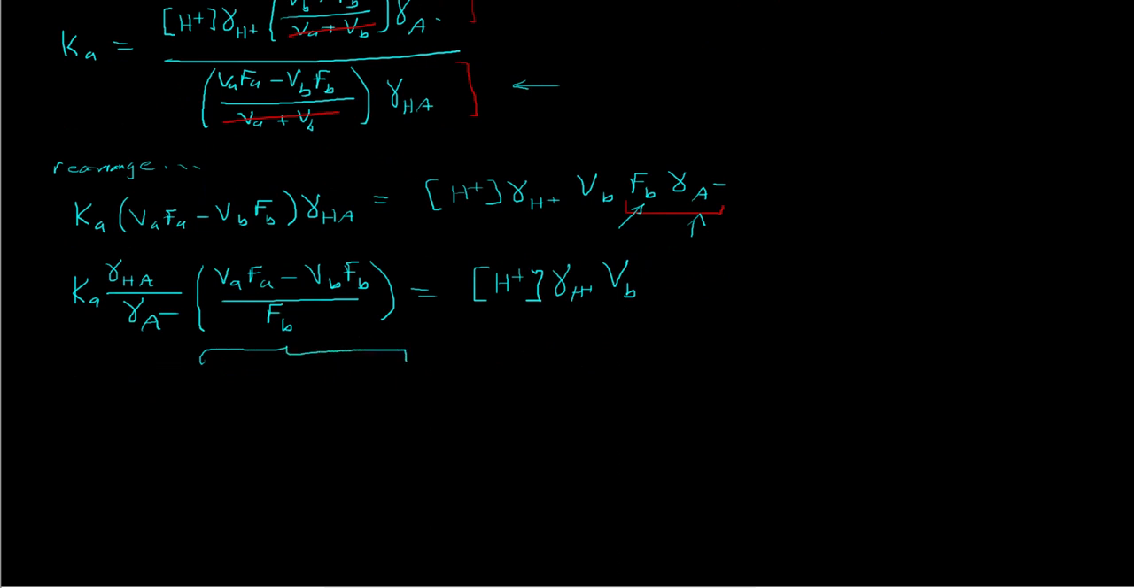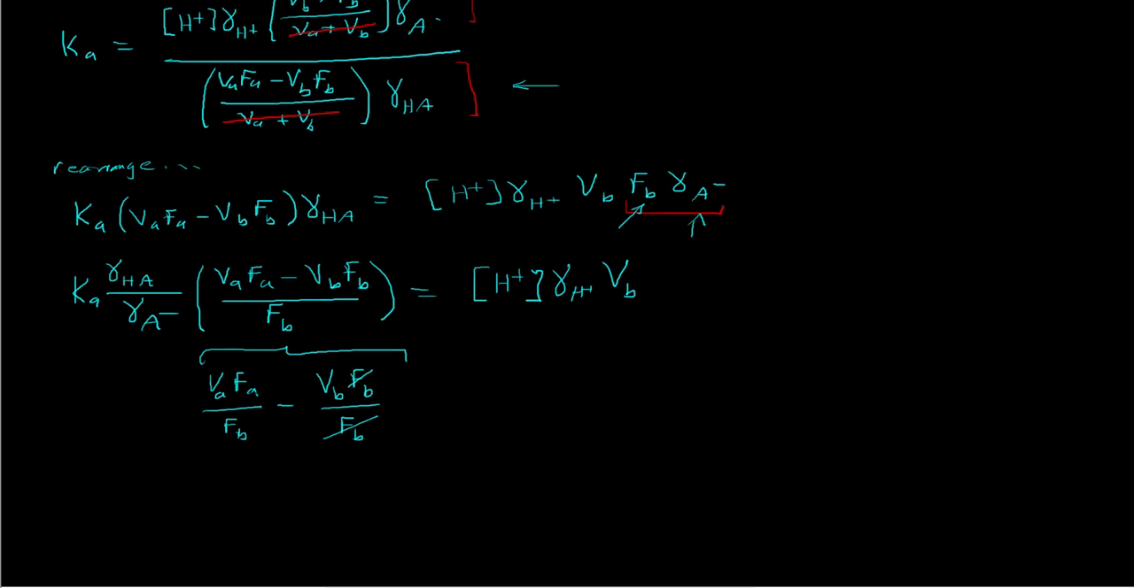I can basically break it up into two fractions, subtracting two fractions from each other. So I have VA FA over FB minus VB FB over FB. Just breaking it down into two fractions, right? You remember our rules for adding and subtracting fractions: if they're over the same denominator, then I would just put them over one denominator and subtract the numerators. So I'm just undoing that. So you see now that the FBs on the right-hand term cancel out.